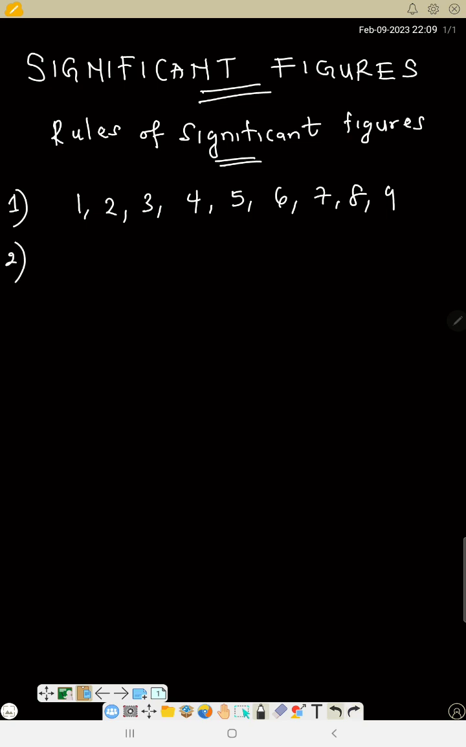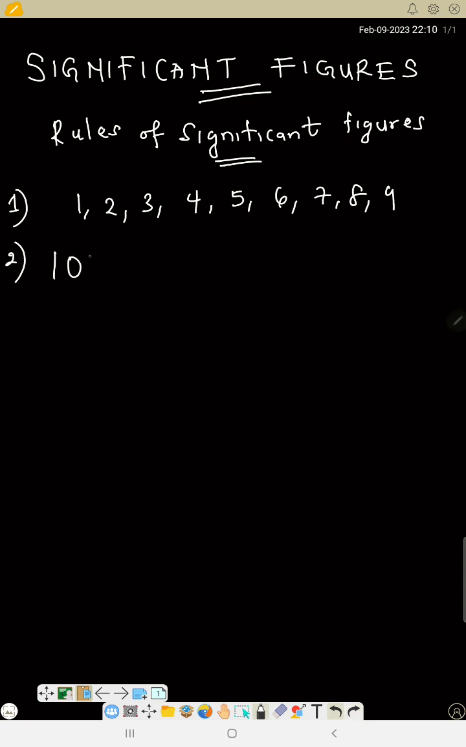Zeros between non-zero digits are significant, meaning any zero between non-zero digits, that is numbers that are not zero. So zeros between them are important. Please follow the rules because there are like 5 or 6 rules for significant figures. It's not like decimal places that you just count the numbers after decimal points. So for significant figures, just follow these rules. After these rules, you should be able to do anything on significant figures.